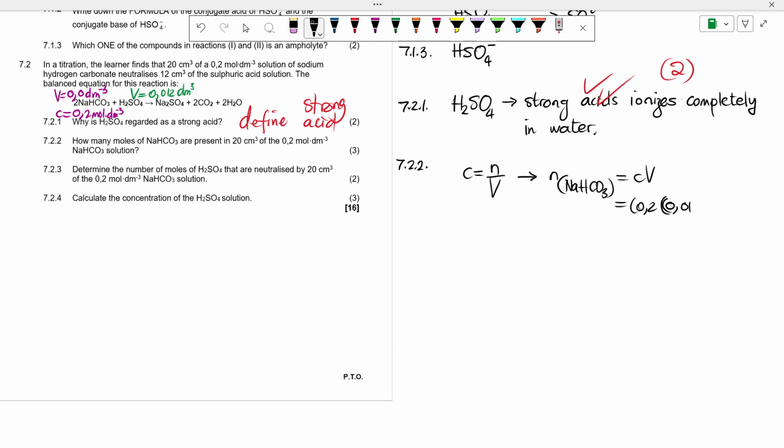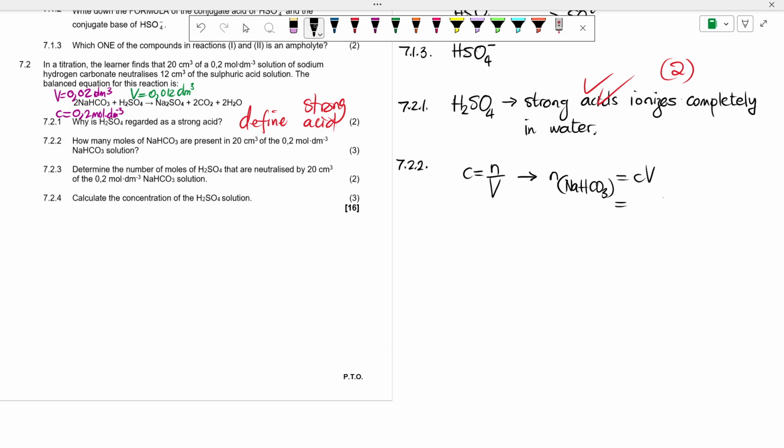0.02. I see I actually messed up when I was writing given data. It's supposed to be 0.02. Just erase there and show that it is 0.02. Then you calculate and tell me the answer. 4 times 10 to the power of minus 3. All right, 4 times 10 to the power negative 3.